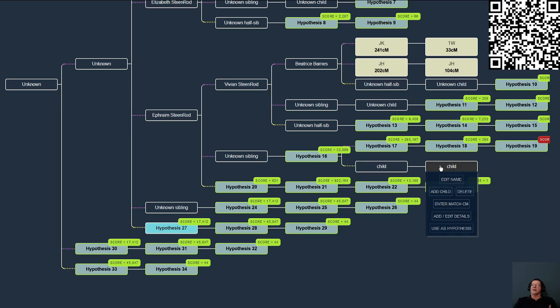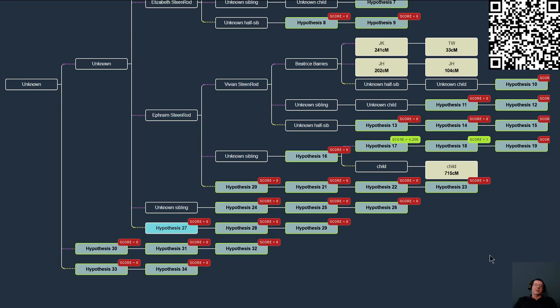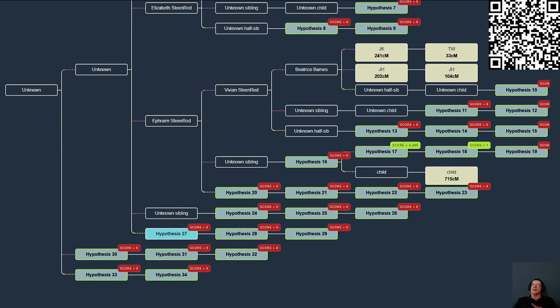And they had a child, and this child came in with 715 centimorgans. And look at that. By just adding one more person, it really honed in exactly to where we had looked. Okay, we looked here because of the ball and pattern, and so we were looking in here, and it turned out to be here. And once this came in, it solidified that as the answer.